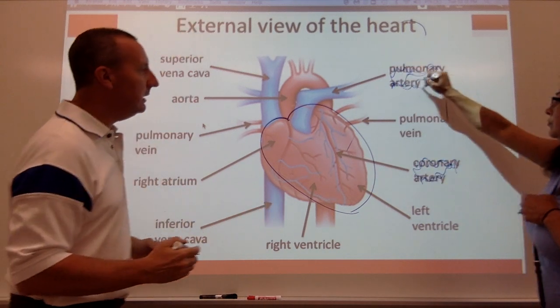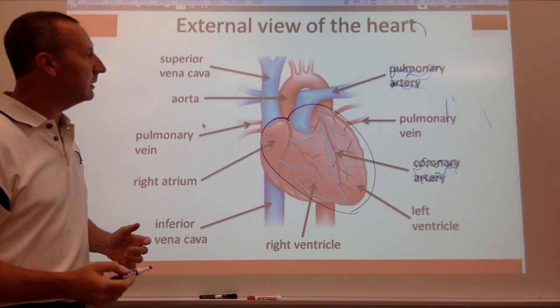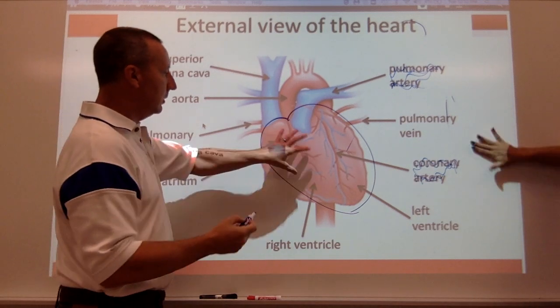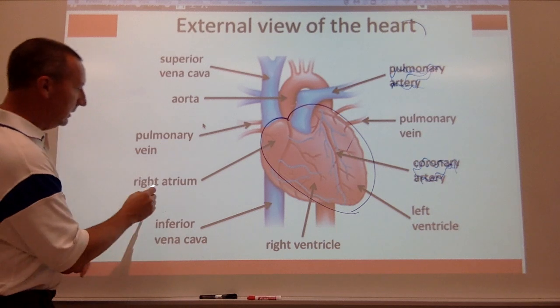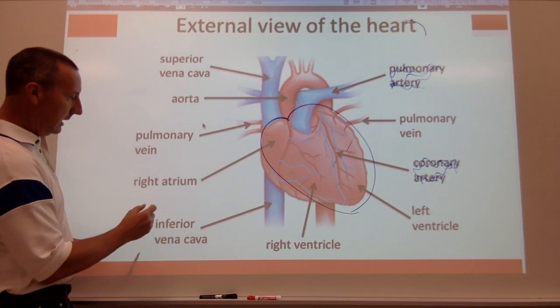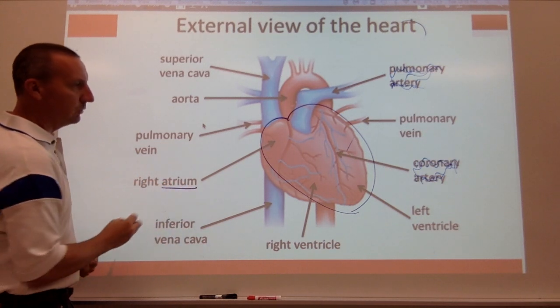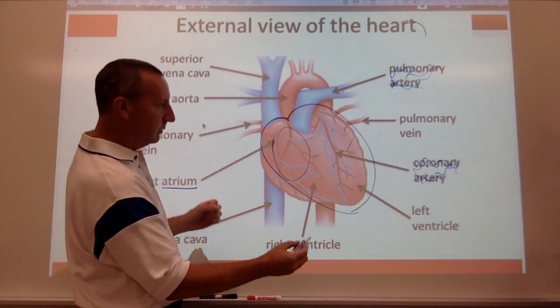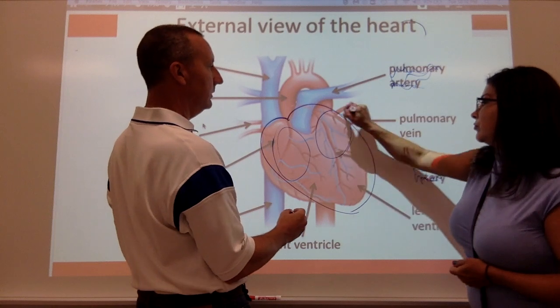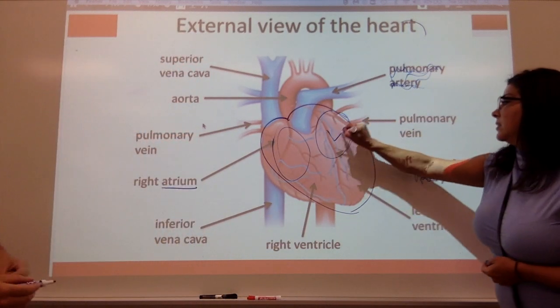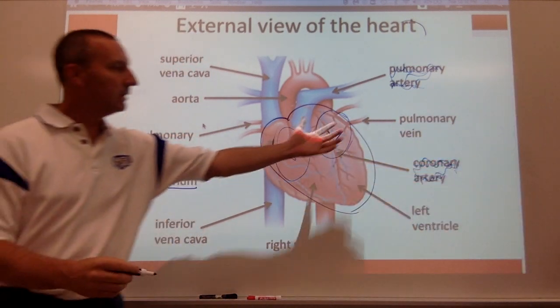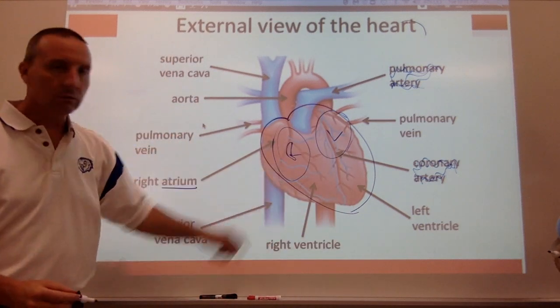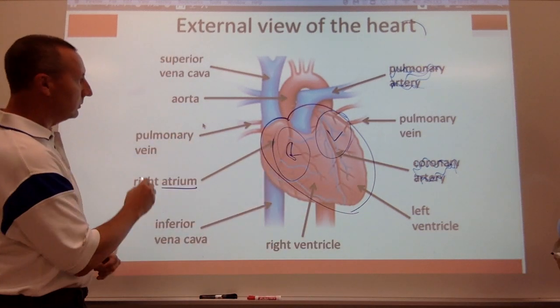A couple of key things that we want to know about the heart. All right, the heart is made up of 4 different chambers. Those chambers are the atriums. There's a right and a left atrium. The left one is behind, so it's not on our picture because it's kind of at the back of the heart, right? Here's our right atrium, and then our ventricles.